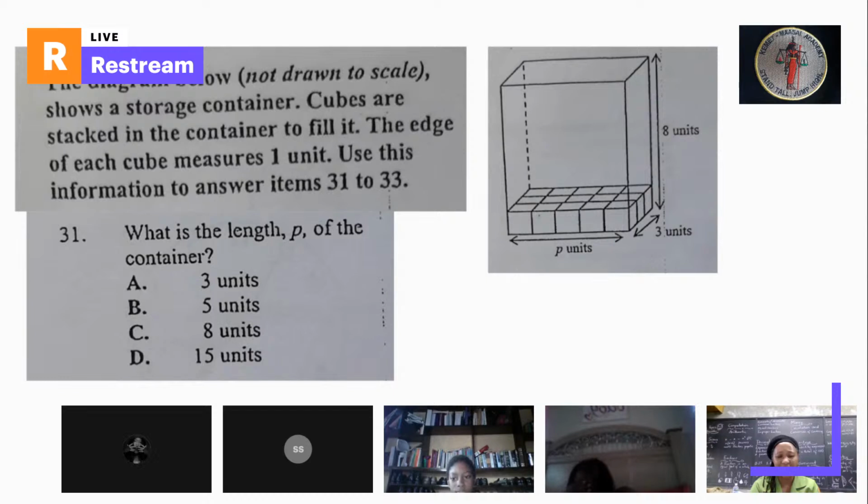So why you adding the 8 and the 3? Miss, I do what I know, okay? Miss, hold on, let me hear how Amari got 15. Amari.